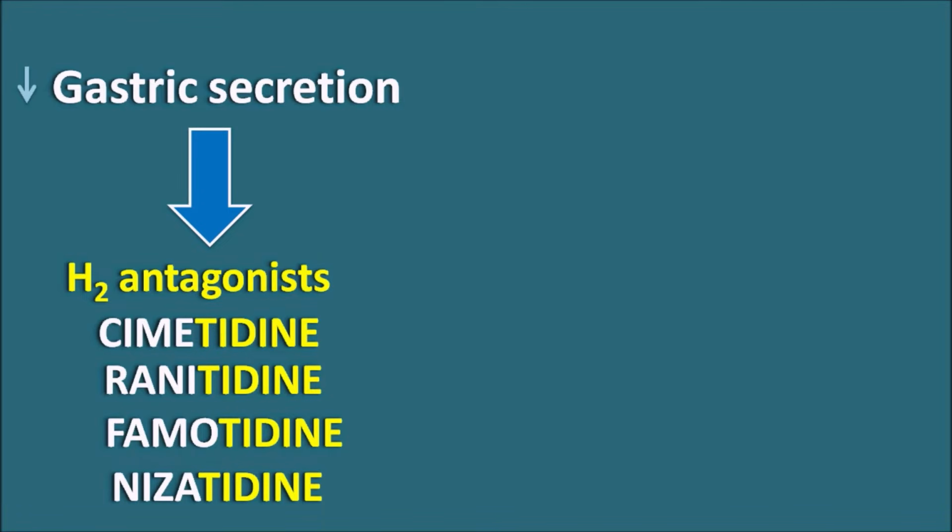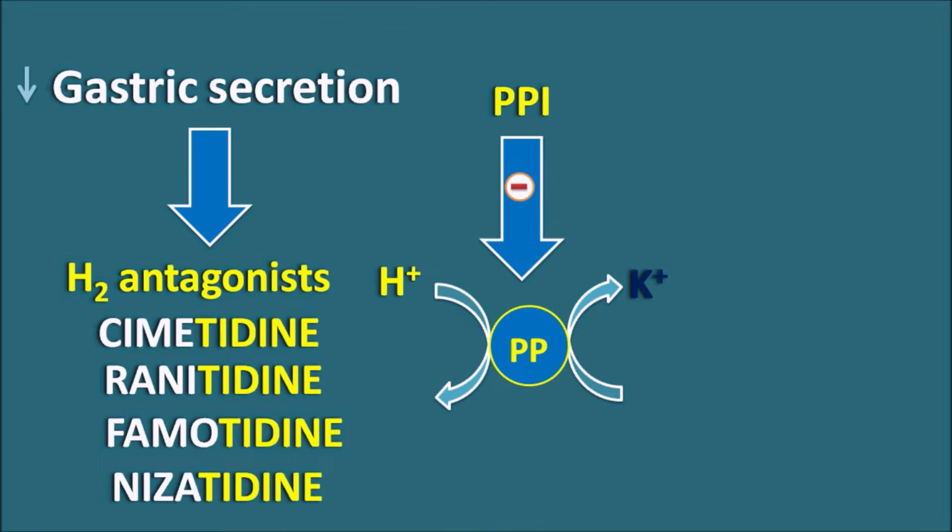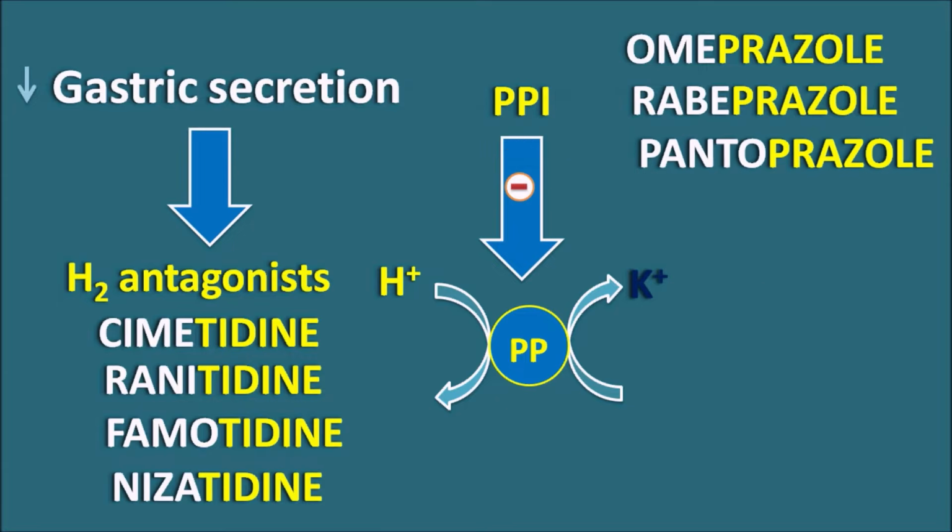acid secretion. On the other hand, we have the well-known drugs, the proton pump inhibitors. These PPIs are going to inhibit the proton pump, which is the H+/K+ ATPase pump. Thereby, they can decrease the gastric acid secretion. And these proton pump inhibitors end with the suffix prazole. So we have many drugs like omeprazole, rabeprazole, pantoprazole, lansoprazole. In this way, the proton pump inhibitors end with the suffix prazole.